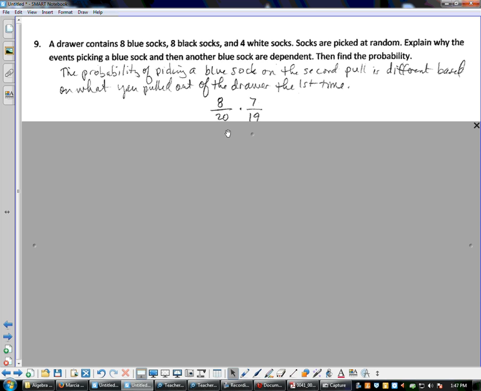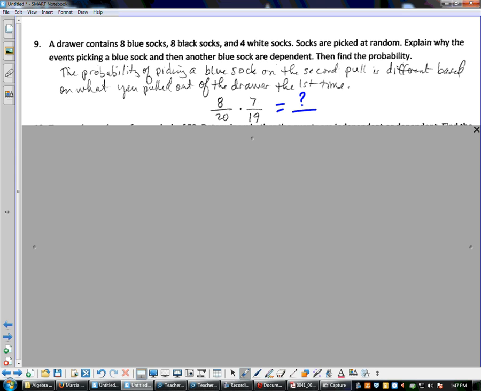But now we're not putting that first sock back, so the probability of drawing another blue is going to be 7 out of 19, because there's 7 blue left out of 19 total. And you go ahead and you multiply that out, and it is whatever it is as your answer. I'll let you fill that in.